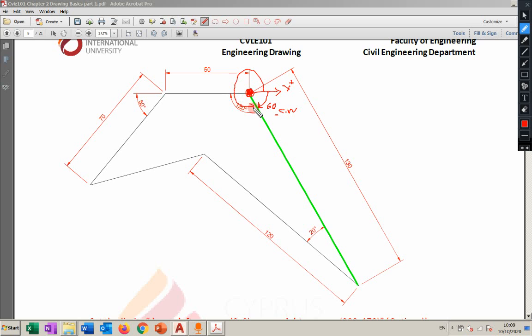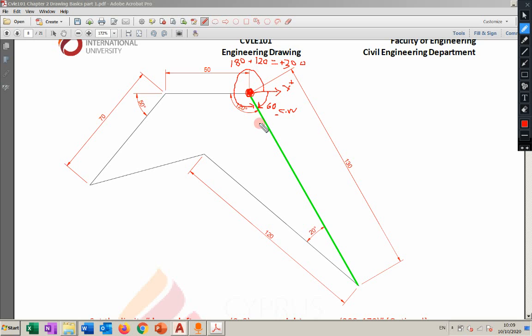Yes, I can use it. It will be 180 plus 120, which is going to be 300. I can use that one as well. Why? Look at this angle, measured from the x-axis until it reaches the line, which will be 300. Yes, 300. I can use 300 as well, but the 300 is positive.